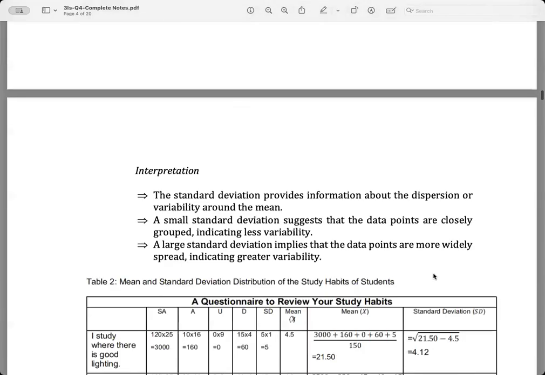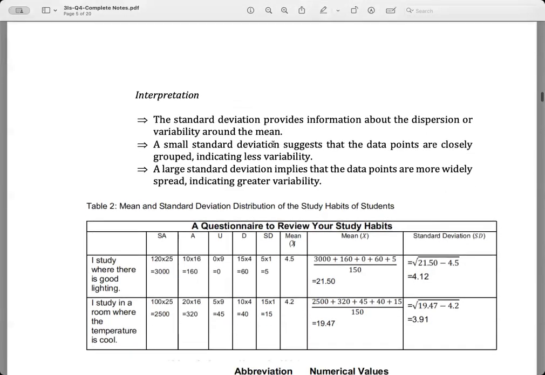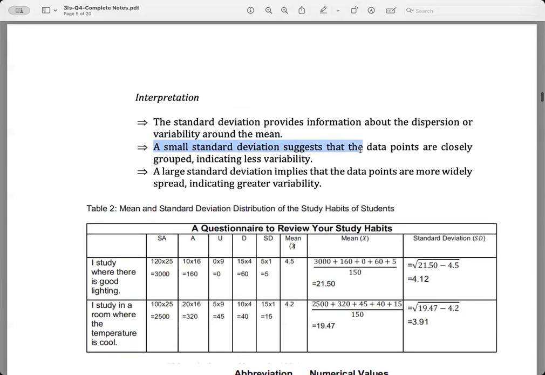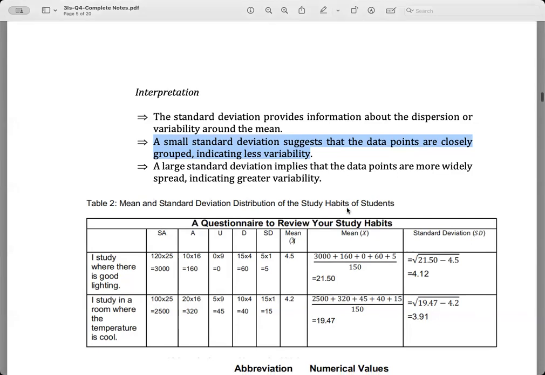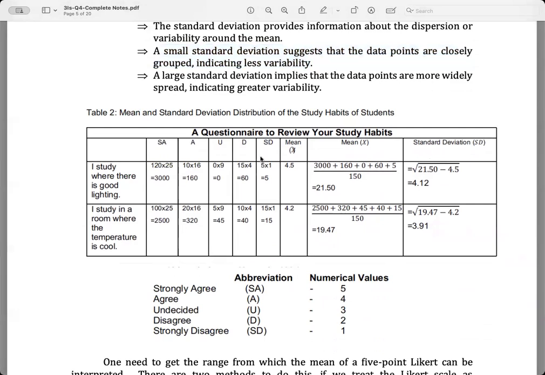All right. So as what we had said here, a small standard deviation suggests that the data points are closely grouped, indicating less variability, while a large standard deviation implies that the data points are more widely spread, indicating greater variability. Now, let's not really go into the mathematical idea or the concept of the entire mean and standard deviation, but this is how you're going to solve that. And you would see here that the standard deviation would actually vary.